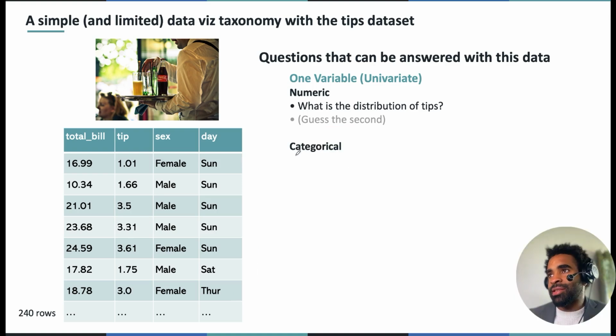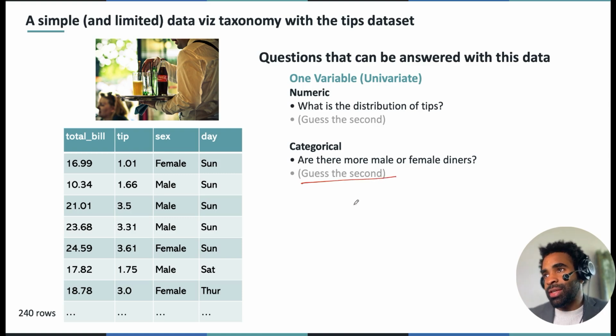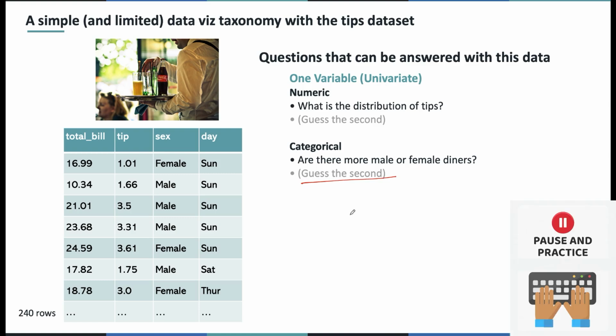Now, how about the categorical variables? We could ask something like this. Are there more male or female diners? So we'd be using this column. And again, you can pause the video and guess what the second major categorical univariate question we can ask is.